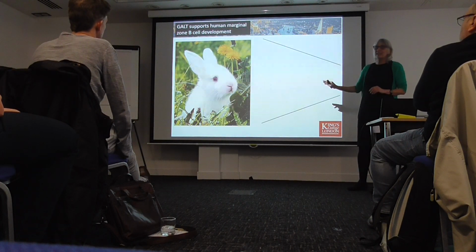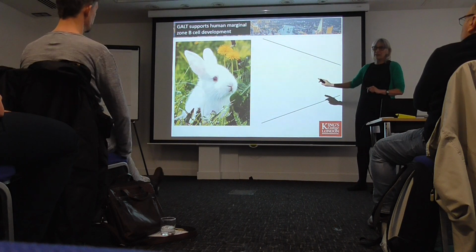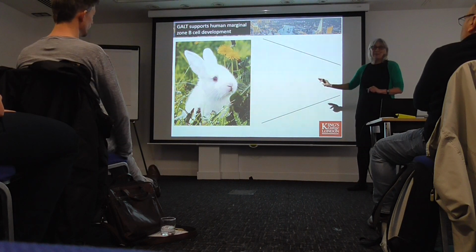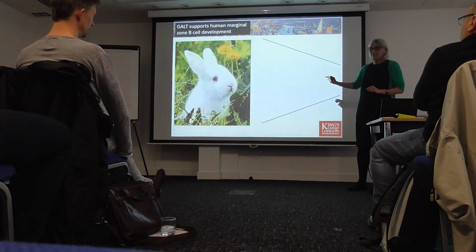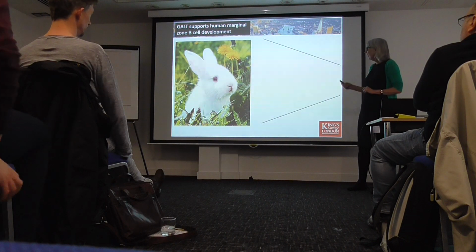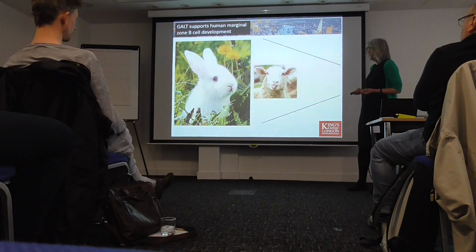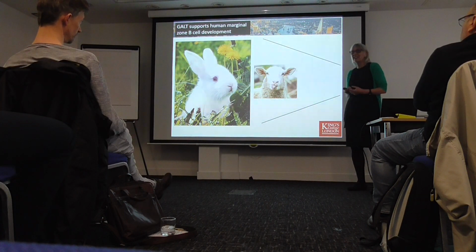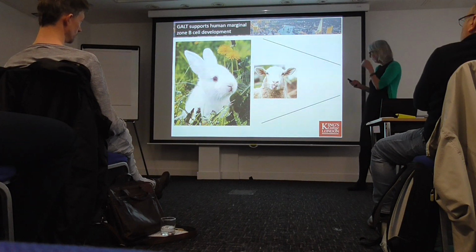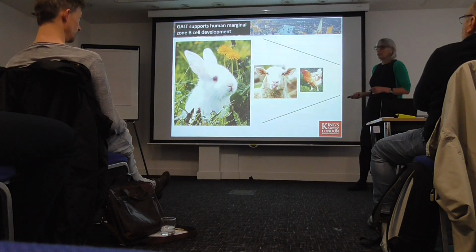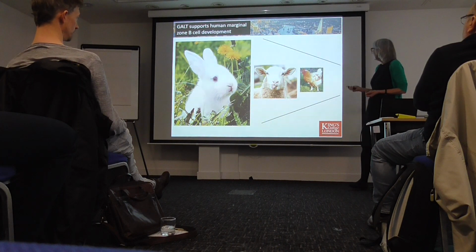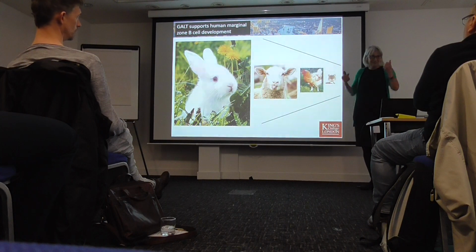So I guess the take-home message is that humans are really more like rabbits in this respect. So it seems as though the gut of a rabbit in terms of B cell development is more like the gut of a human than any other species. Sheep are a bit like that in that the Peyer's patches support B cell development, but in a slightly different way. We're a little bit like chickens, where the B cells are dependent on the gut, but not really like mice.